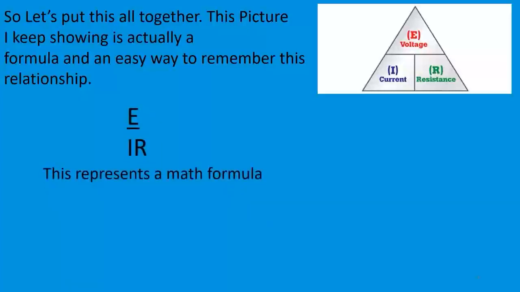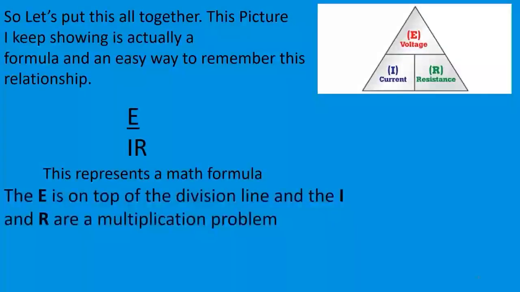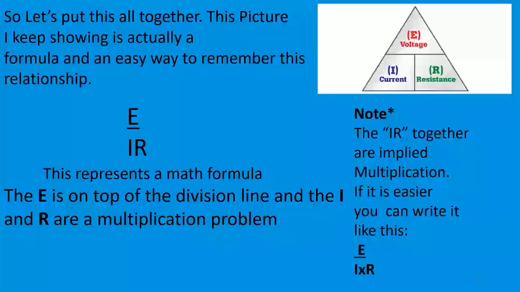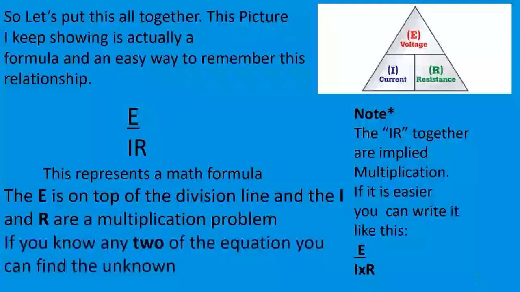It represents a math formula. The E is on top of the division line. The I and the R are implied multiplication. Like I said, the I and the R together are implied multiplication, but if it's easier, you can write it like this: E over I times R. If you know any two of the variables in the equation, you can find the unknown.